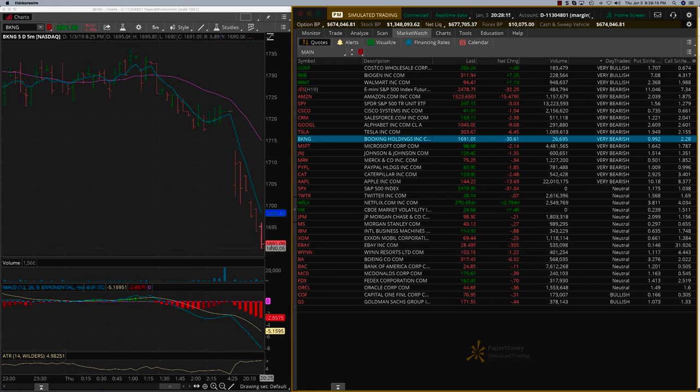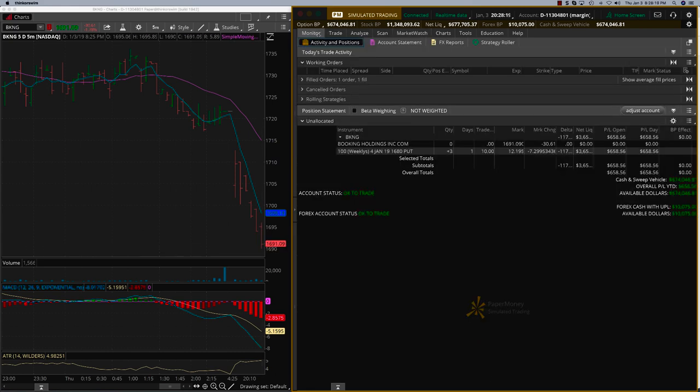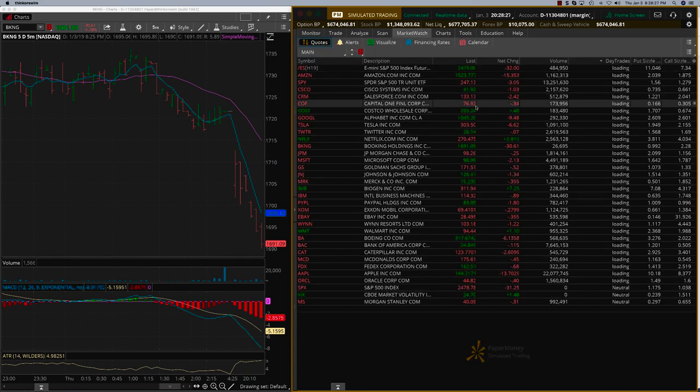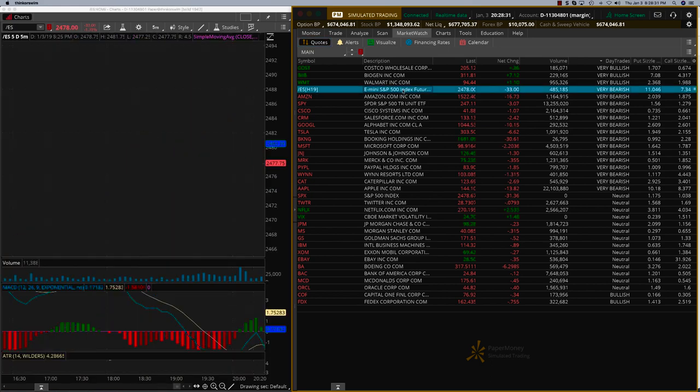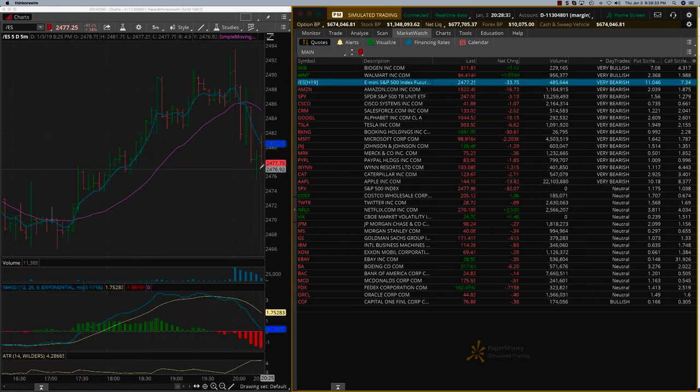Hey folks, you can see it's down to 1691 now, booking. So I'm going to take a look at what we have. We have close to $650, and let's just take a look at where the S&P stands. The S&P is right here. Let's take a look at that chart. Yeah, that's looking pretty bearish. So it's possible that we can milk a little bit more out of this trade.